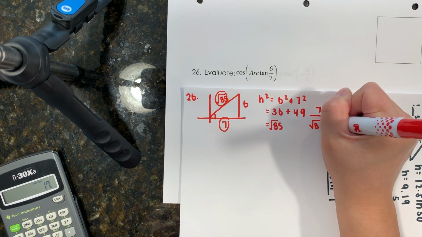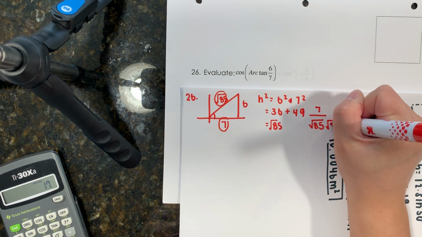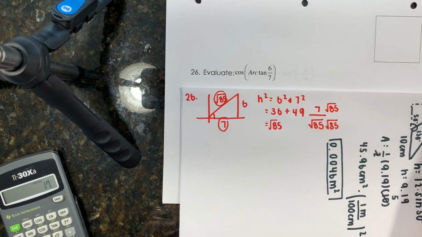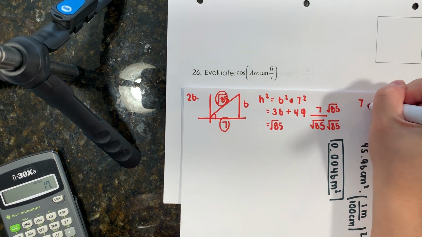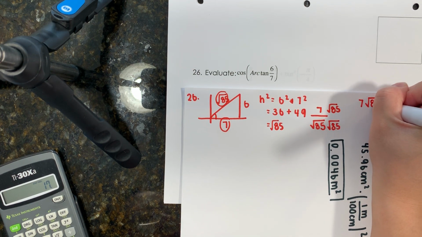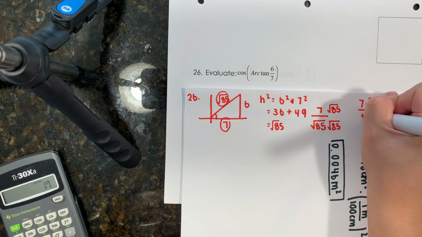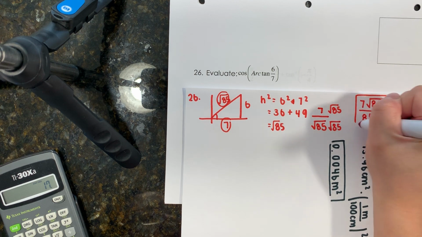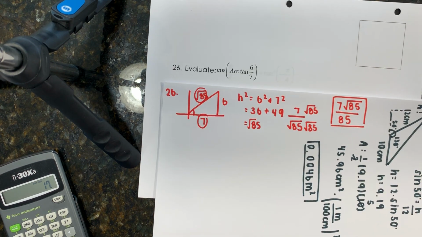But you can't leave that root 85 in the denominator. So you should remember that you have to multiply top and bottom by the square root of 85, meaning that your result is 7 square root of 85 over 85. And that would be your result for number 26.